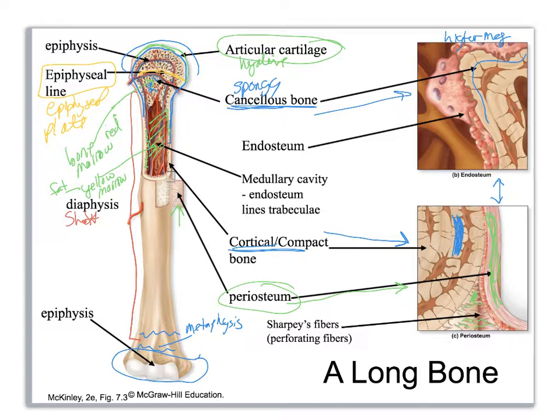Okay, now we have something called endosteum. This is basically the same stuff as periosteum, but it's going to be thinner, more delicate, and it's going to be only coating these trabeculae in the medullary cavity, in the spongy bone marrow area. I think that's everything on this slide, so let's move on to the next slide.